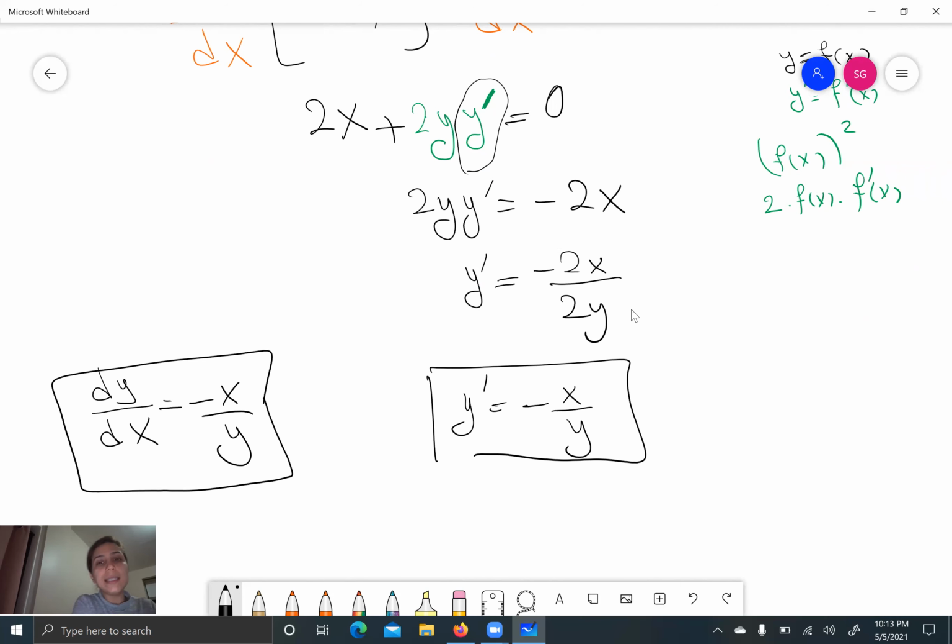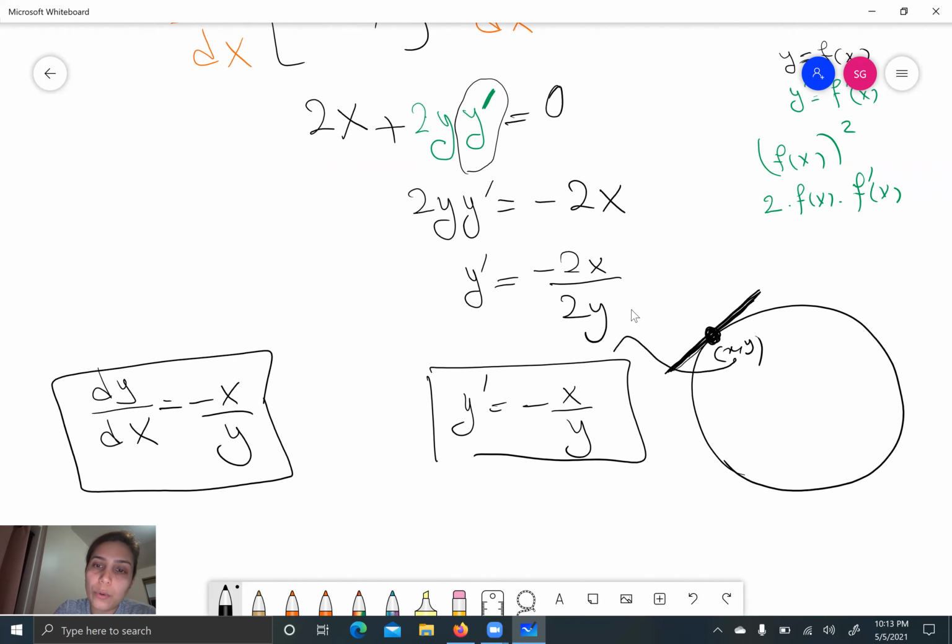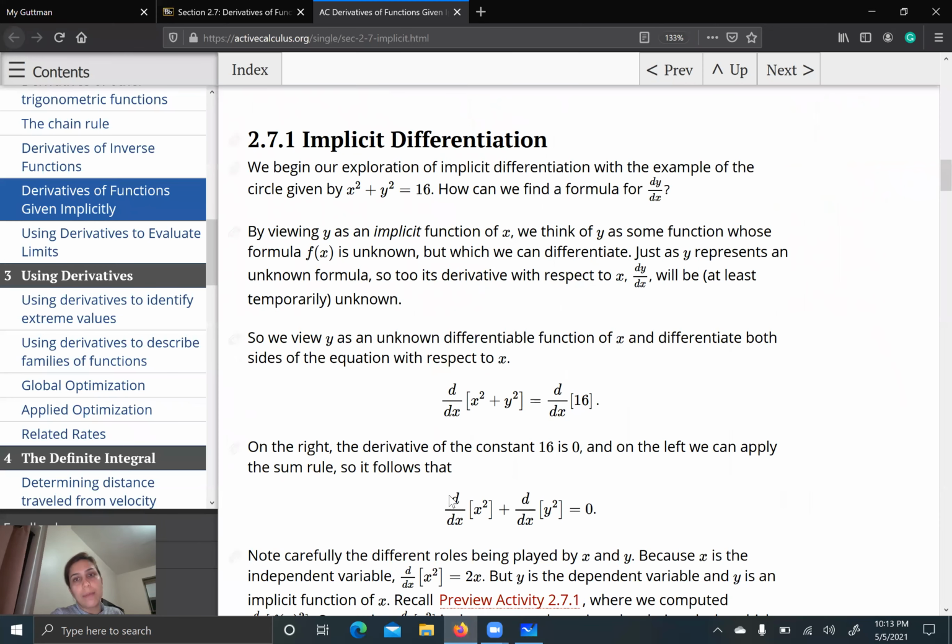So why is this important? Because, for example, for the circle, because it's not a function, we cannot take the derivative directly. But by this implicit differentiation, we can calculate the slope of the tangent line. If you're looking for the tangent line at this point, it has some x and y value, then you substitute these coordinates into this, and that gives you the slope of the tangent line. The point is that implicit differentiation enables us to come up with the tangent line even though this graph is not a function.